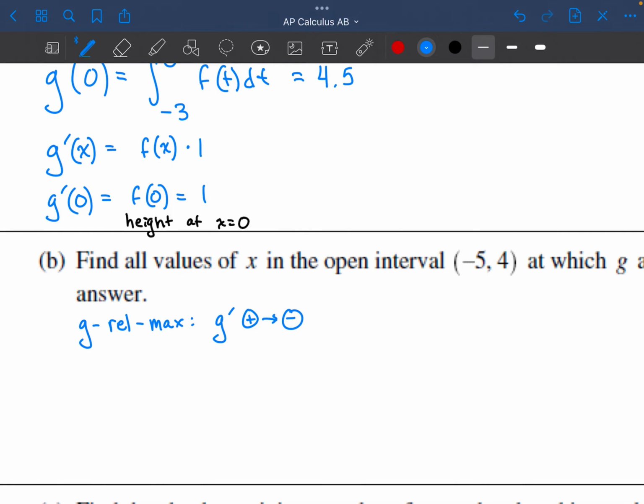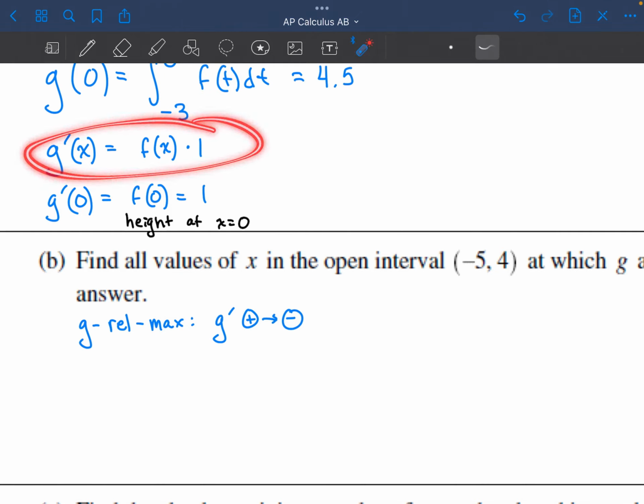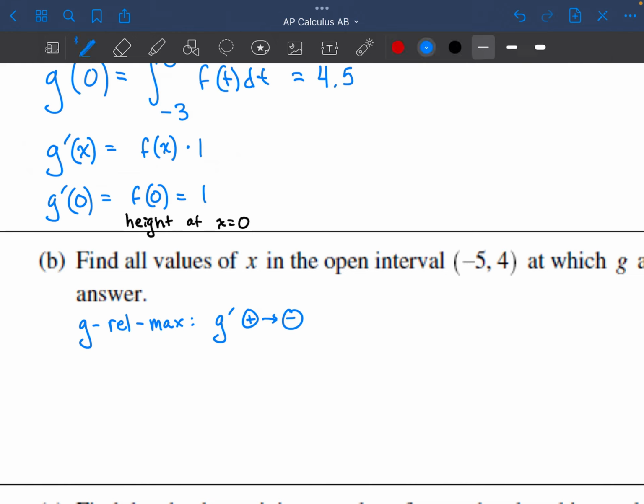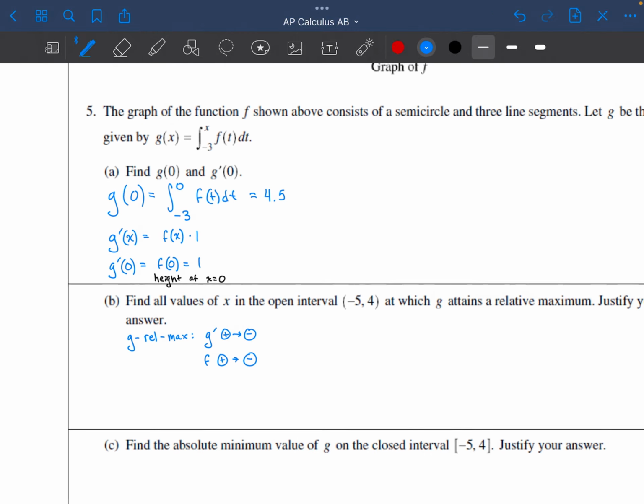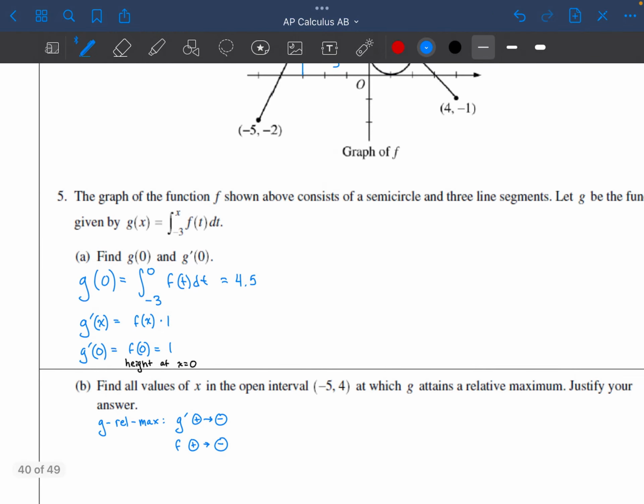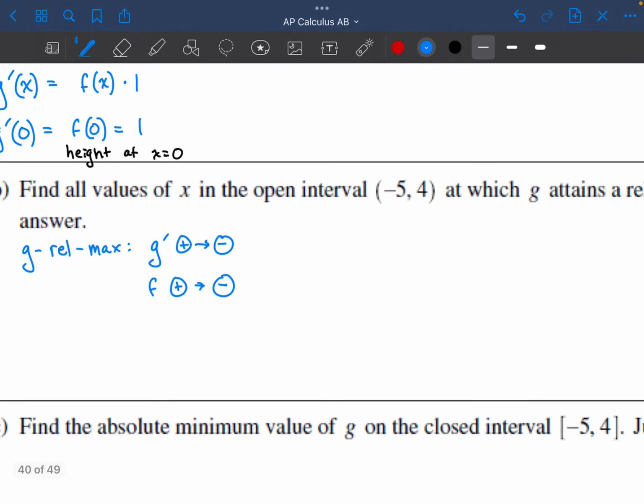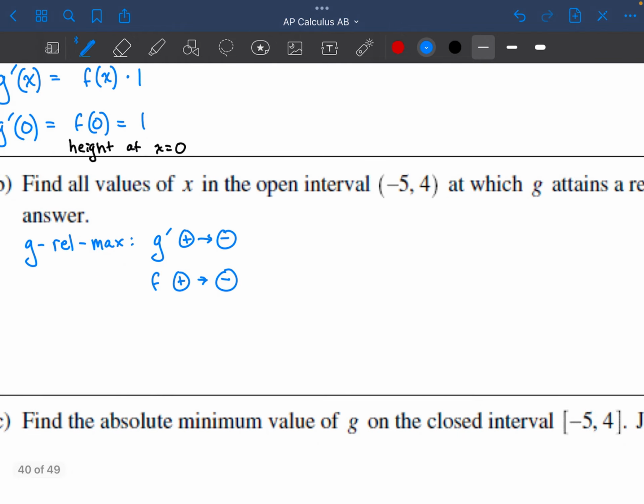Better. We need to find what g prime is, and hey, we did that back up here, right? We know that g prime is just f of x. So really, if I'm rewriting this, I'm really saying, where does f go from a positive to a negative? And now we have a graph of f up here. So f on a graph of f is height. So again, if I'm rewriting this yet a third time, this is going to be height. A height that goes from a positive to a negative.